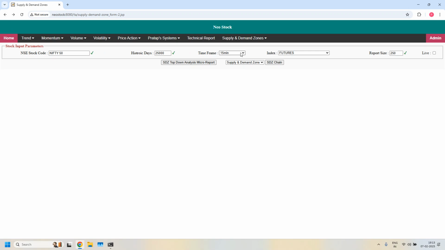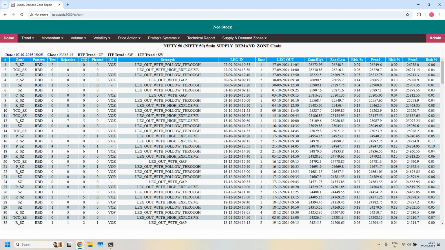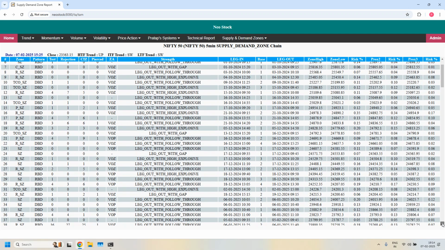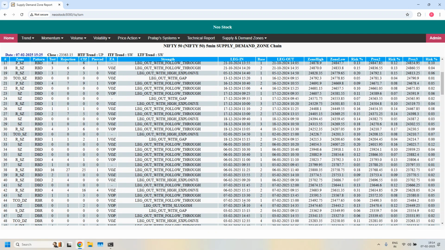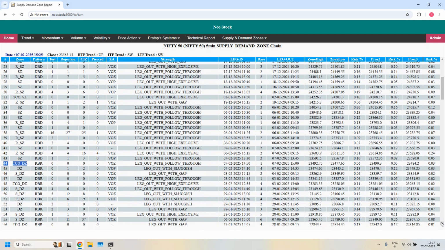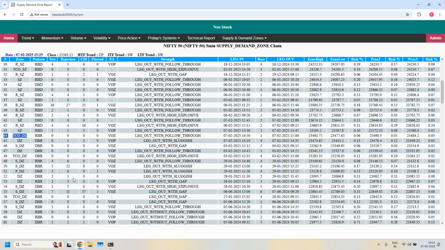Next, 5 minutes supply demand zone chain for Nifty. All these are supply zones. So I'm scrolling the list down to find the nearest demand zone to the current closing price. 44 is the nearest 5 minutes demand zone to the current closing price. Let me put it in the center so that you get some equal demand and supply zones.